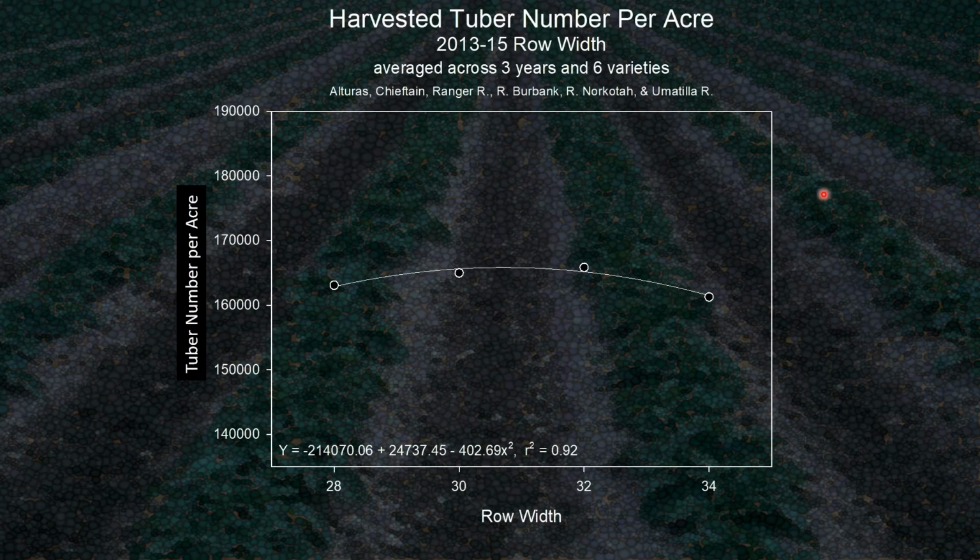So harvested tuber number per acre did not really change much across the different row widths. And this was because the plants adjusted by producing more or fewer tubers per plant. So to some degree, these plants sense the competition, and they'll do what they can to produce almost the same number of tubers per acre. This is not always the same. When we look at in-row spacing changes, this typically doesn't hold as strongly as it did for this row width study.